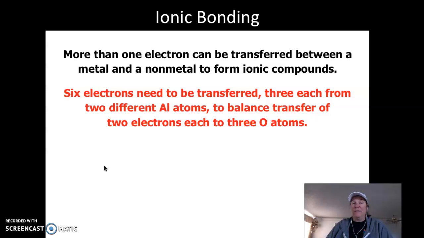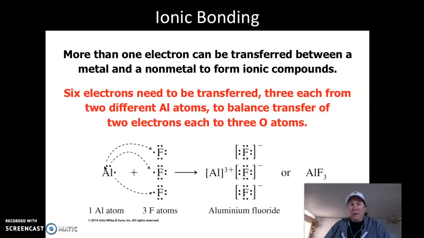And that happens, okay? So 6 electrons need to be transferred, 3 from each of 2 aluminum, because I'm going to transfer 6, 2 to each of the oxygens. I hope I have that. Yeah, here we go. So aluminum has 3. Why are we doing fluorine here? What happened to my oxygen?